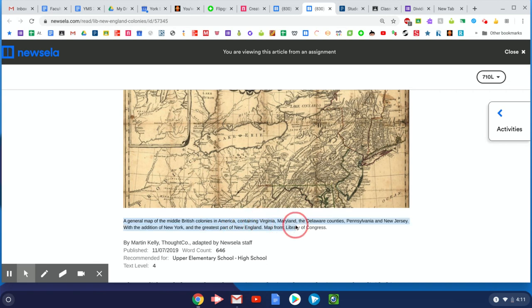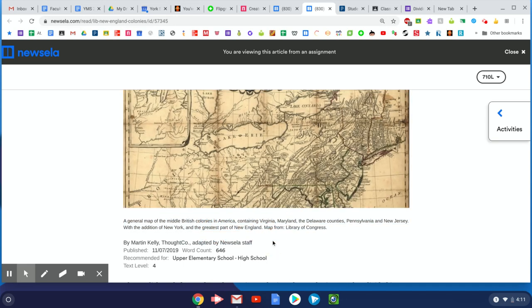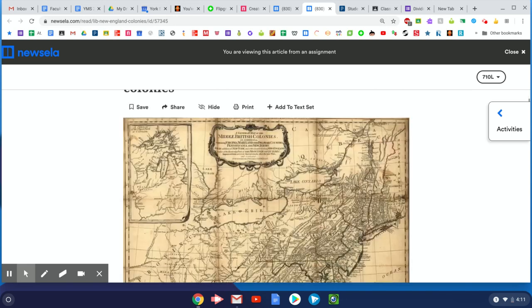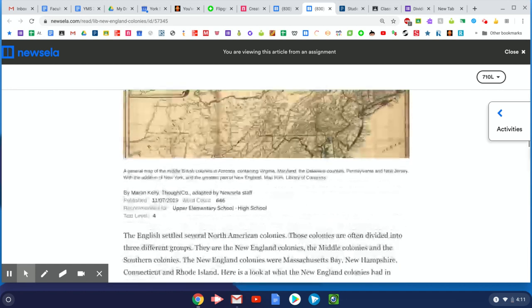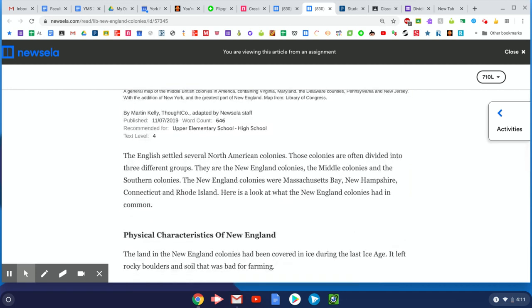Containing Virginia, Maryland, and the Delaware counties, Pennsylvania, New Jersey, with the addition of New York and the greatest part of New England. All right, so it does mention New England. Okay, so that's an interesting map they chose to include in the articles on New England. Let's read to see if we can understand better what's going on here.